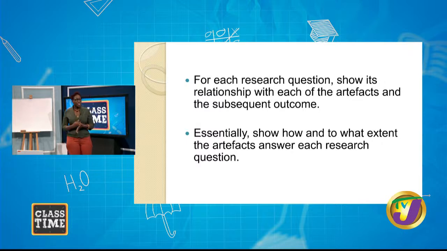Now, for each of your research questions, what you need to do is show the relationship to the artifact, of course, and you're going to show the relationship to the outcome, because after you have read or watched whatever it was, you had a conclusion that you drew. So you're going to relate the artifact to the question that you chose, and then the artifact and the question to the subsequent outcome. Next, you're really saying how and to what extent the artifacts answer the question.